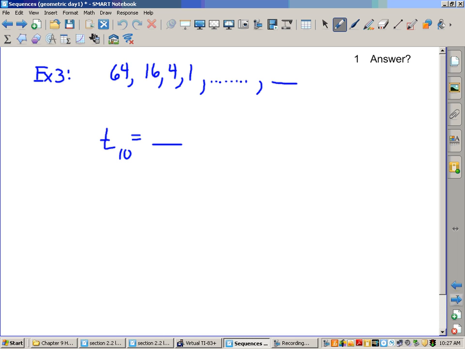Well, this one's not bad, because I wanted you to see, oh yeah, is my rate 4? No. Well, I'm dividing by 4, dividing by 4, dividing by 4. So you're multiplying by 1/4. That is found by 16 over 64, 4 over 16, 1 over 4. All of these right here multiply by 1/4.